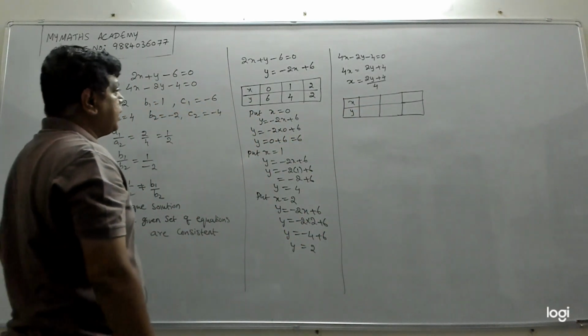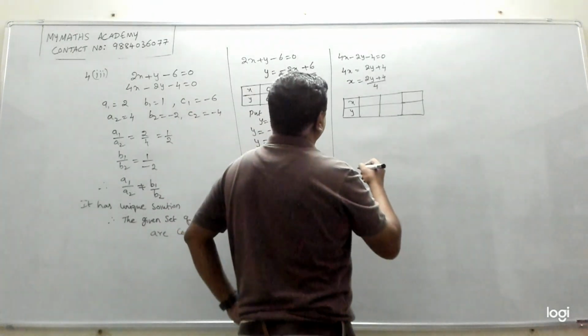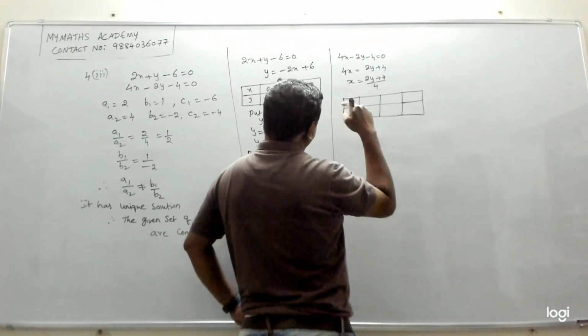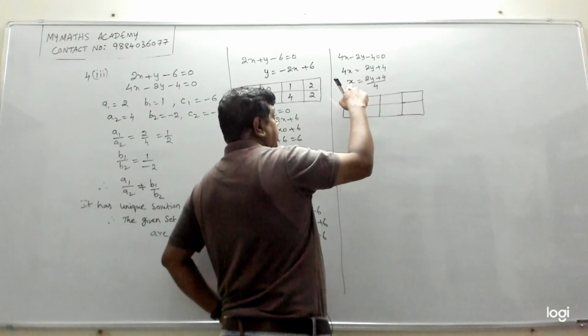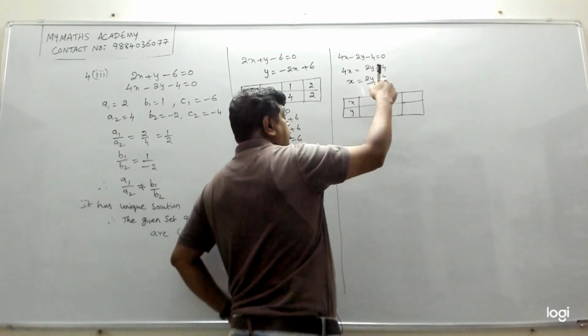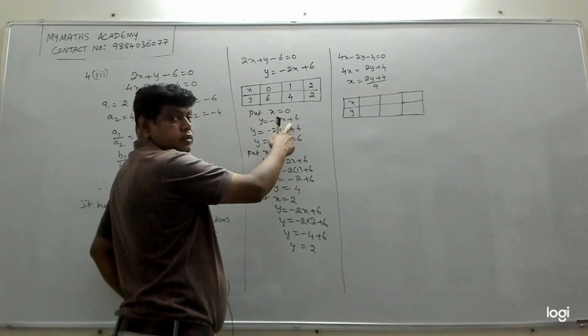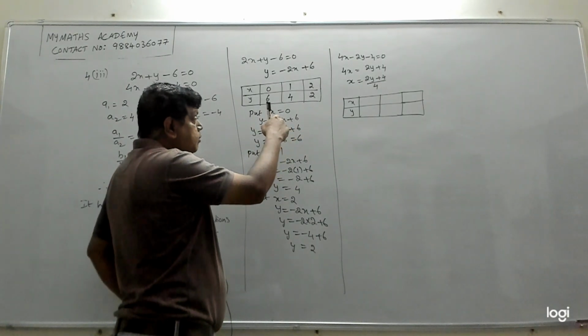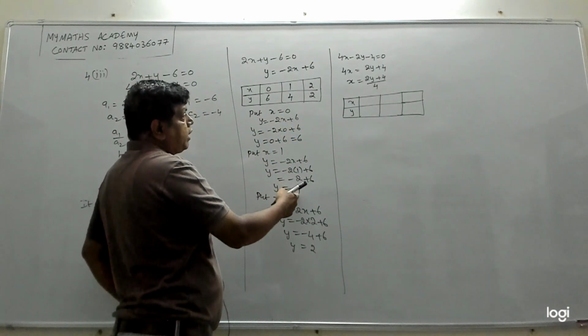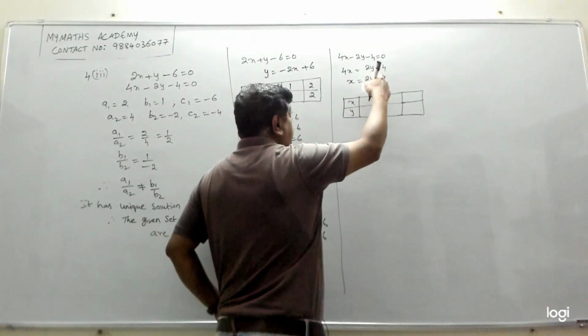Clear? Now let's try to put some values for x. No, we have to put the value for y here. When you are writing x is equal to in terms of y, you have to substitute for y. See, here we have written y in terms of x, so we will substitute for x so that we get y. Here we should substitute for y to get x.